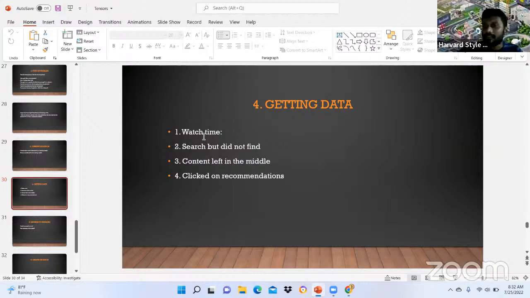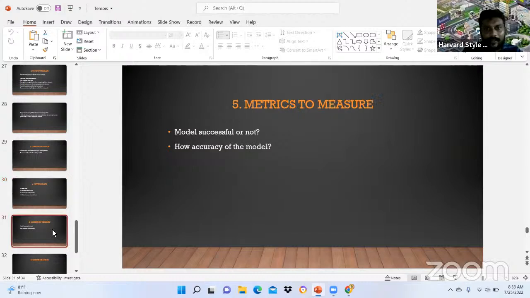How many clicked on recommendations? At the same time, the recommendations are coming from Netflix. How many of them have clicked the recommendations? Those are the data you can consider there. Then the metrics to measure whether the model is successful or not. How is the accuracy of this model?